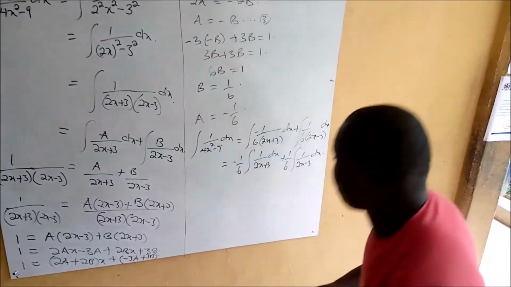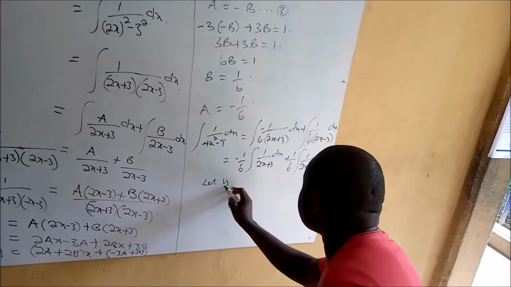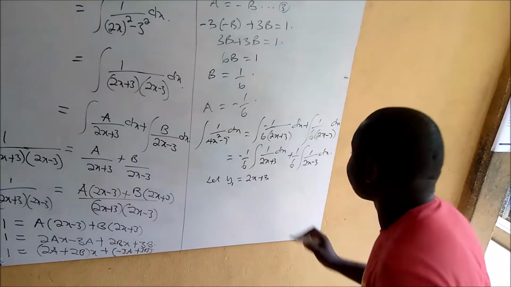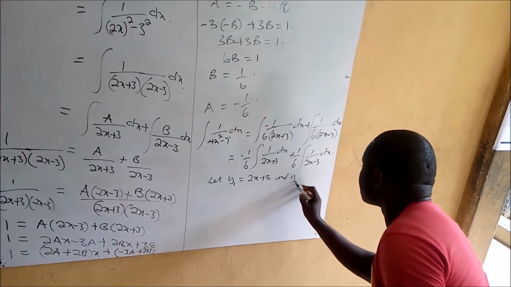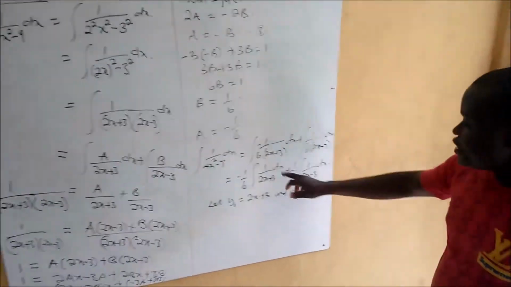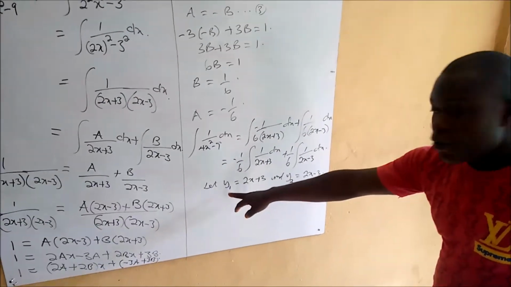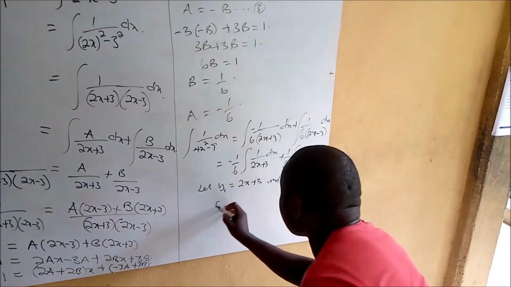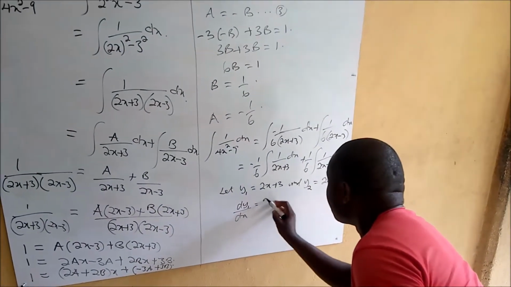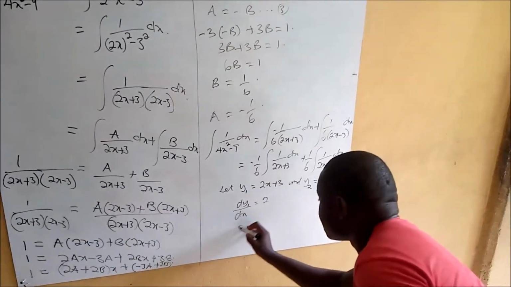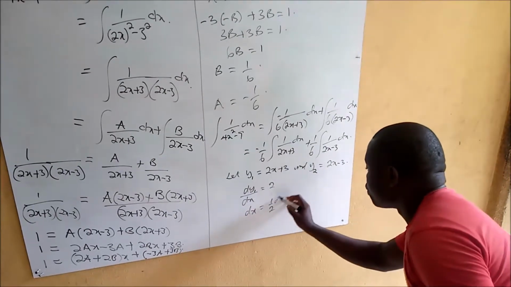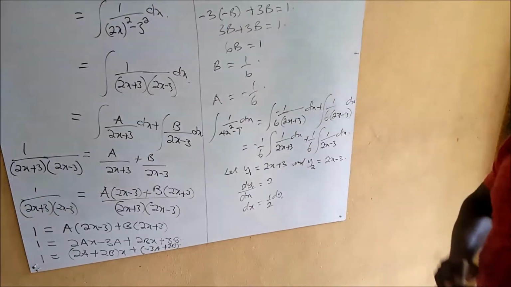So let y subscript 1 be 2x plus 3 and y subscript 2 be 2x minus 3. Of course, I want to replace the dx. So I want to differentiate y1 with respect to x. If you do that, dy1 over dx gives rise to 2. So isolating dx, we find that this will be equal to the reciprocal of 2 multiplied by dy1.